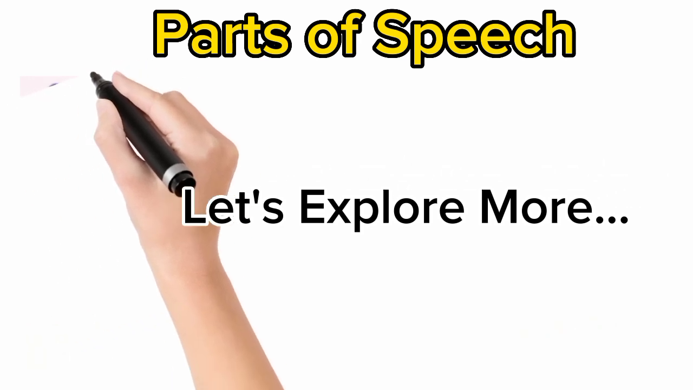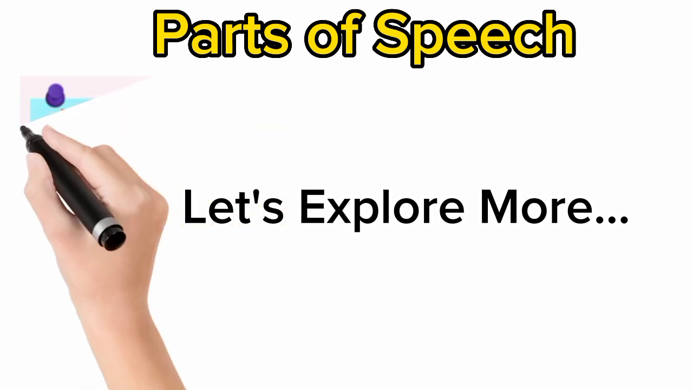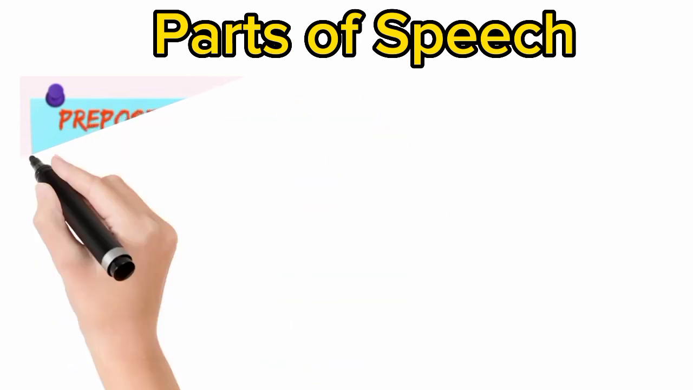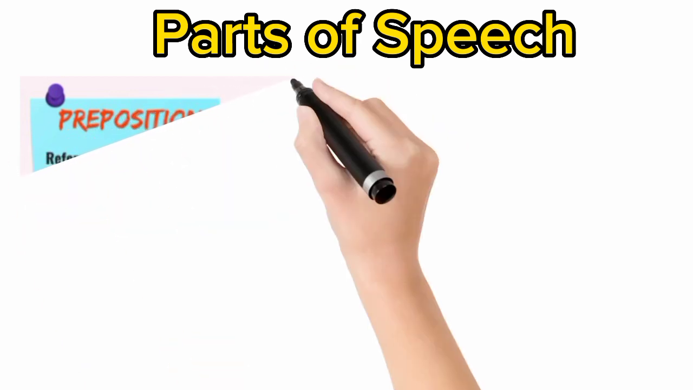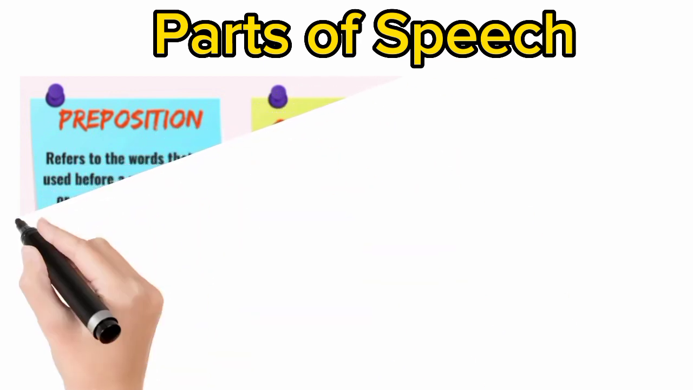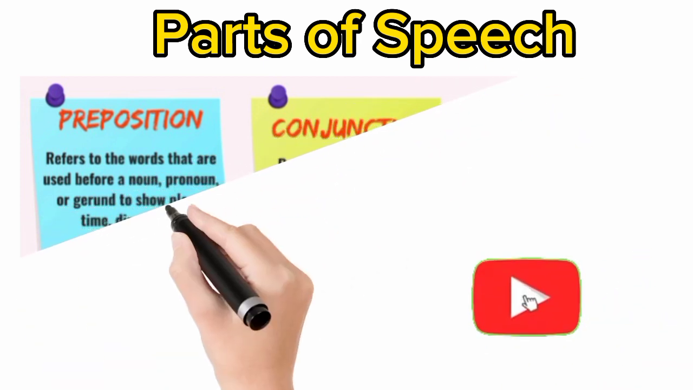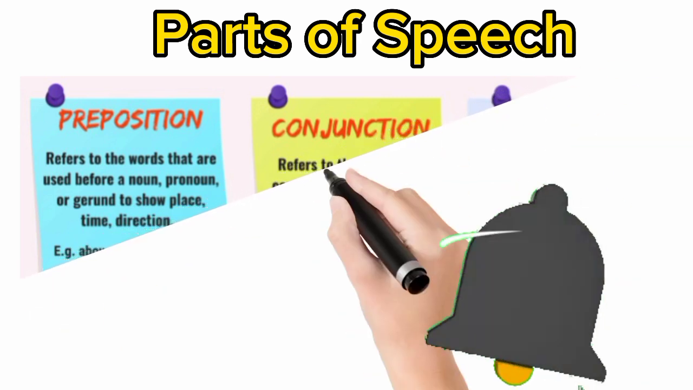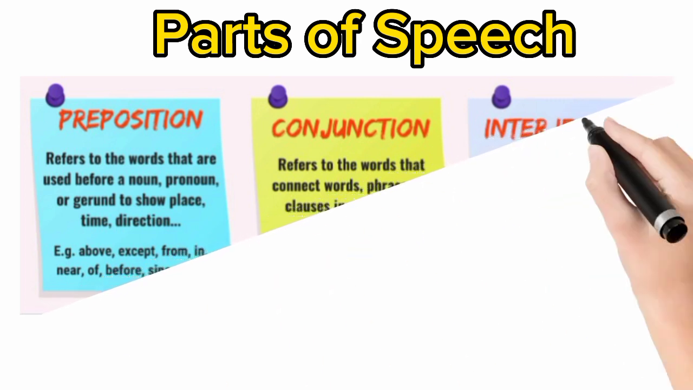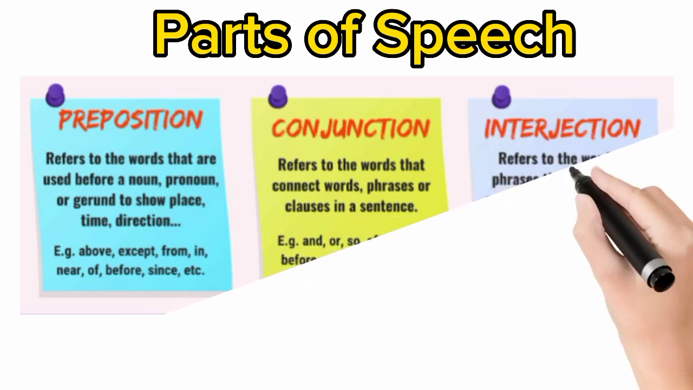Now in this third slide we're going to discuss the remaining parts of speech, which are conjunction, interjection and preposition. I'm pretty sure that you have heard about these parts of speech as well, but let's now go through them in this slide. Keep in mind that prepositions refer to the words that are used before a noun, pronoun or gerund, in order to show time, place and direction, like above, except, from, he is in the class, near.